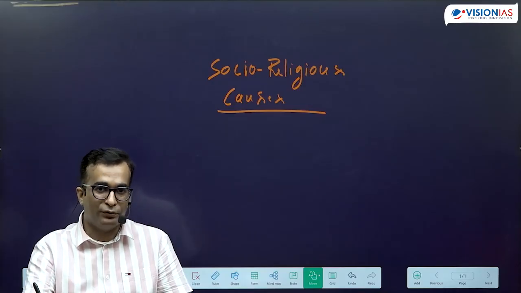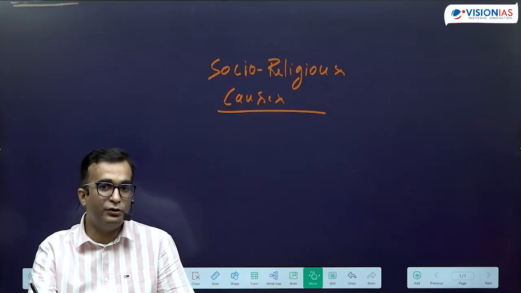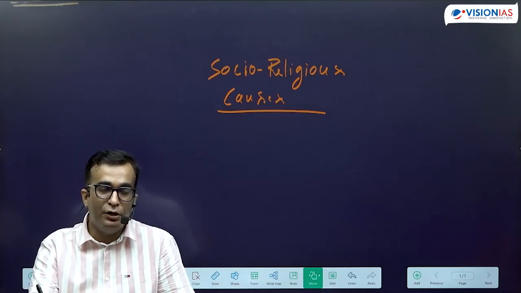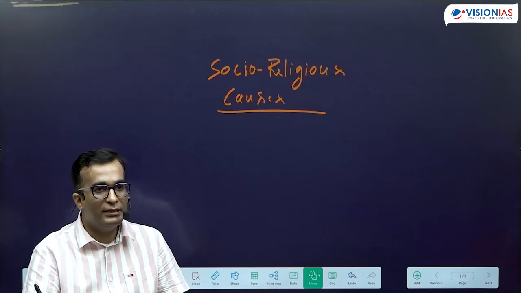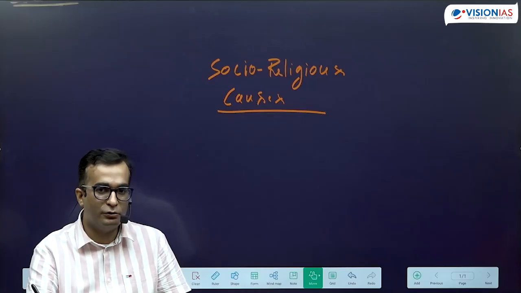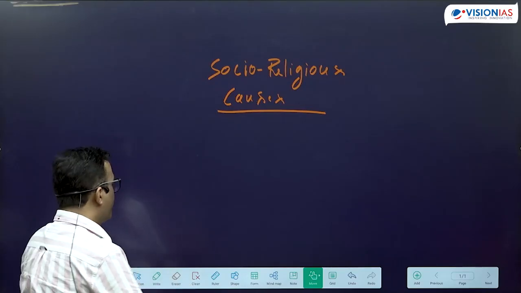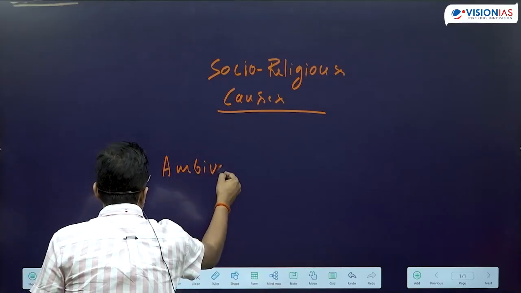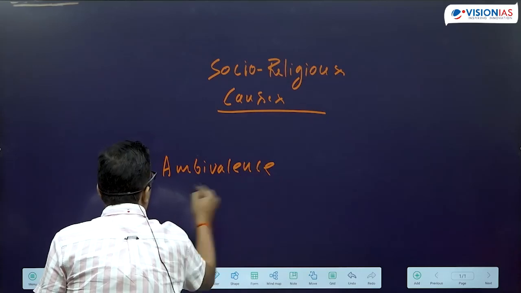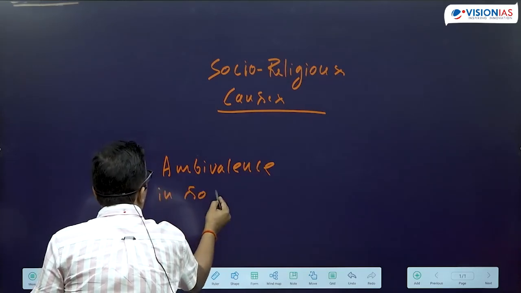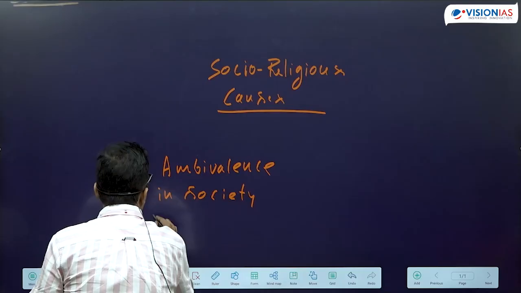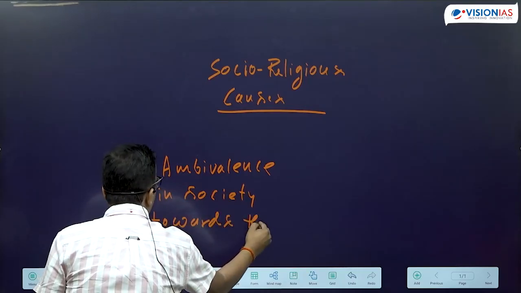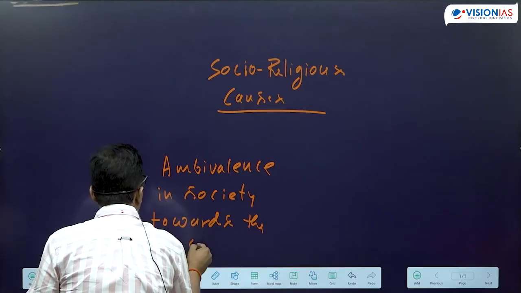Moreover, when these reforms were introduced in a legal way and imposed, it created ambivalence in the society towards the old orthodox order. The word I have used is ambivalence in society towards the old orthodox order. Let me write this part, then I'll explain.